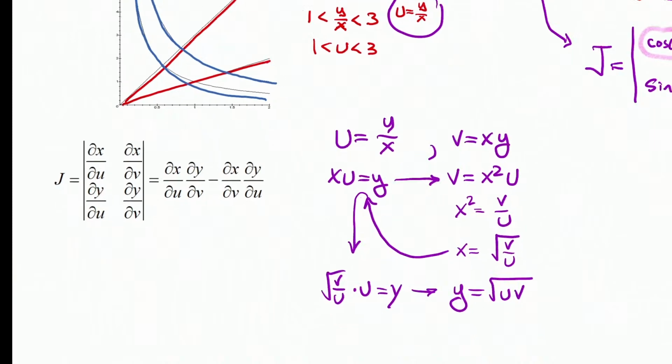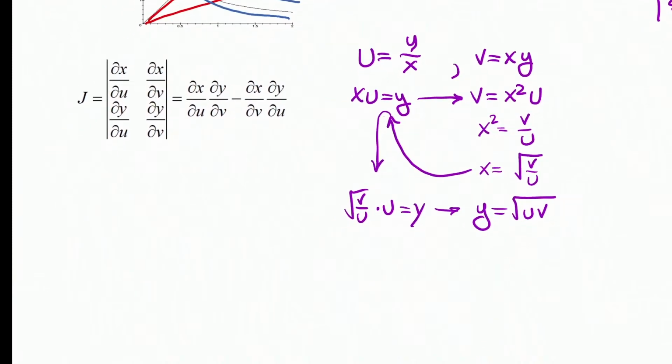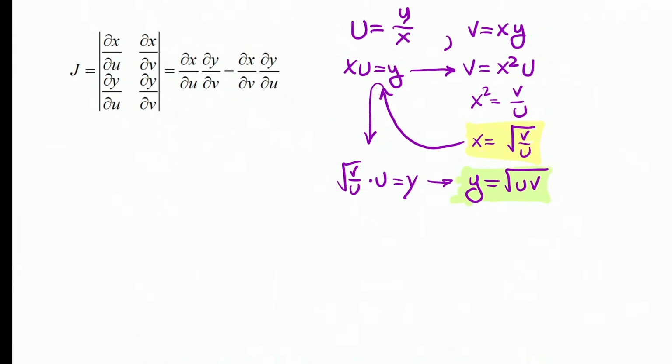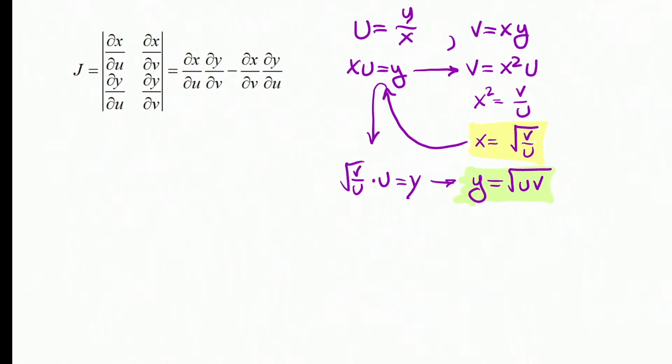In fact, I'll get set up for the Jacobian now. Okay, so here, let me highlight. Here is my x, and here is my y. Those are the two things you're going to be using. Pick a color. Okay, so let's be very careful about this.